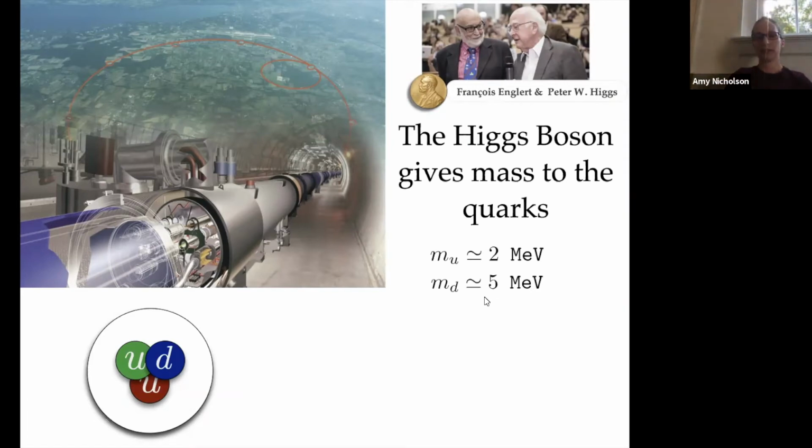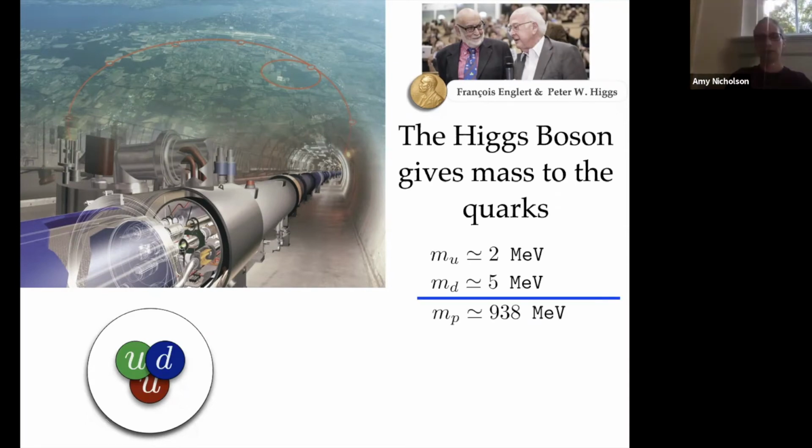And you can measure these. It's a little convoluted because you don't have asymptotically free quarks, but you can say that roughly the mass of the up quark is 2 MeV, the mass of the down quark is 5 MeV. And so you might say, okay, can I use this to calculate the mass of the proton, which has two up quarks and a down quark?